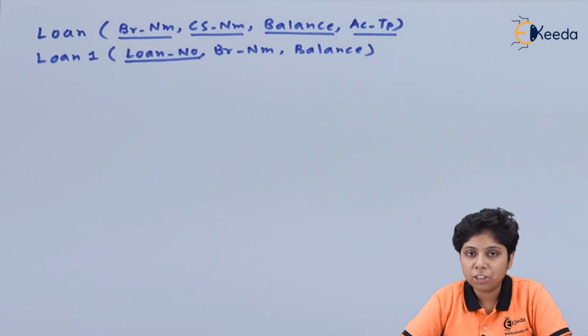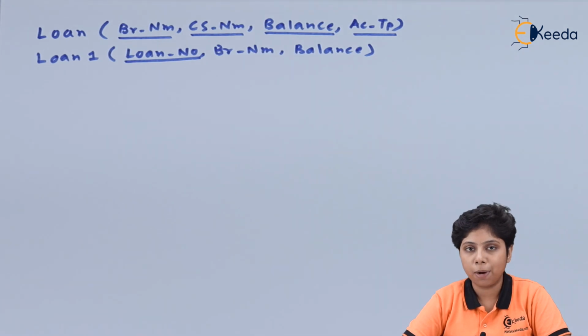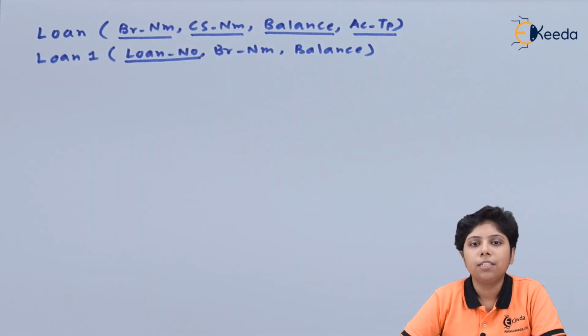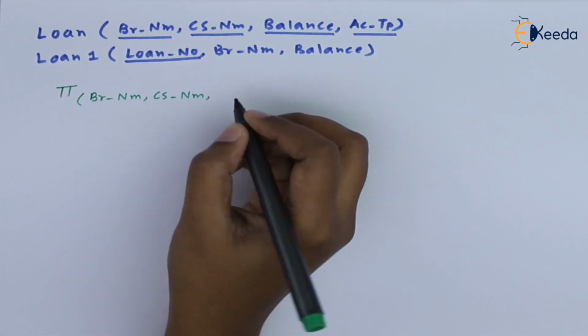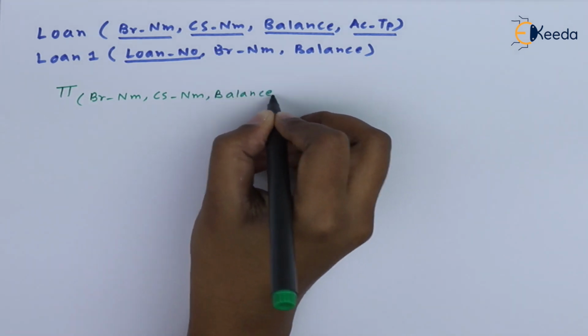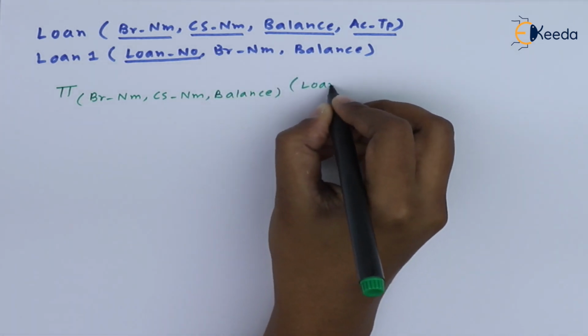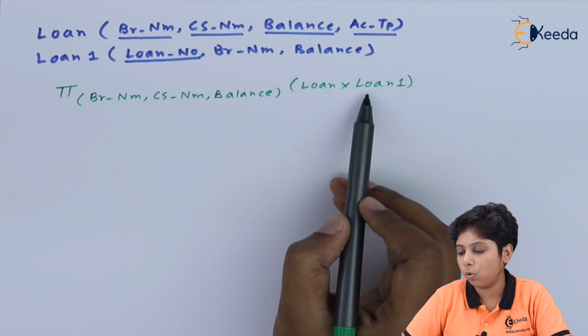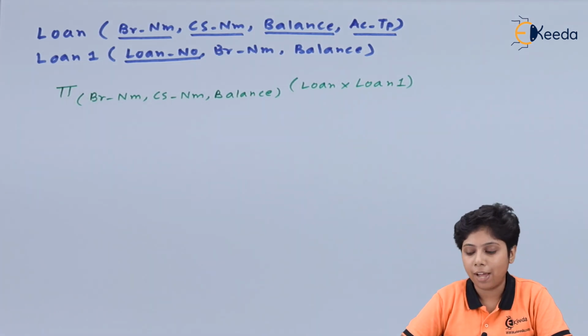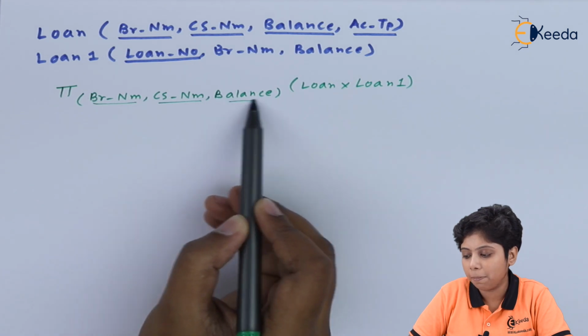Here we can use the referential integrity of having a foreign key, branch name, that is the primary key or a part of the primary key in the loan account. Now we will perform the Cartesian product operation on these two relations, and let's see what the result of this operation is. So we are taking the Cartesian product of these two relations, loan and loan 1, and then projecting the values of the branch name, the customer name and the balance.